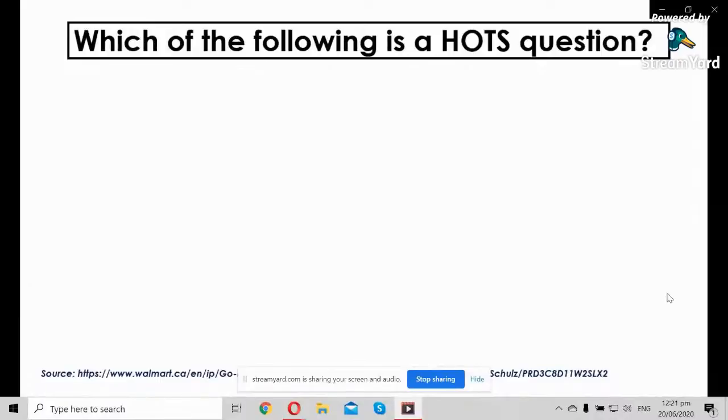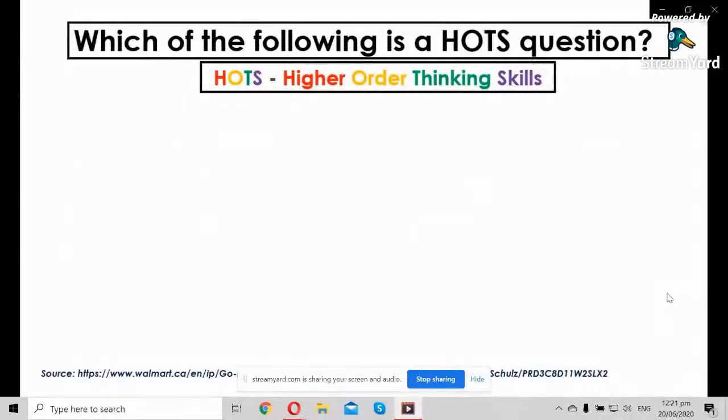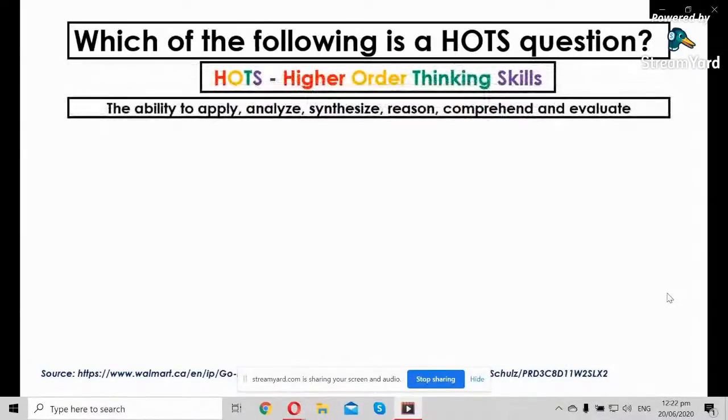Now it's time for us to answer this question. Which of the following is a HOTS question? What is HOTS? HOTS means higher order thinking skills. In this way, we can apply, analyze, synthesize, reason, comprehend, and evaluate the question. If it's a HOTS question, that means it's a higher order thinking skills question. Again, if you want to write this important note, you can replay this video and take down notes after this. Okay?